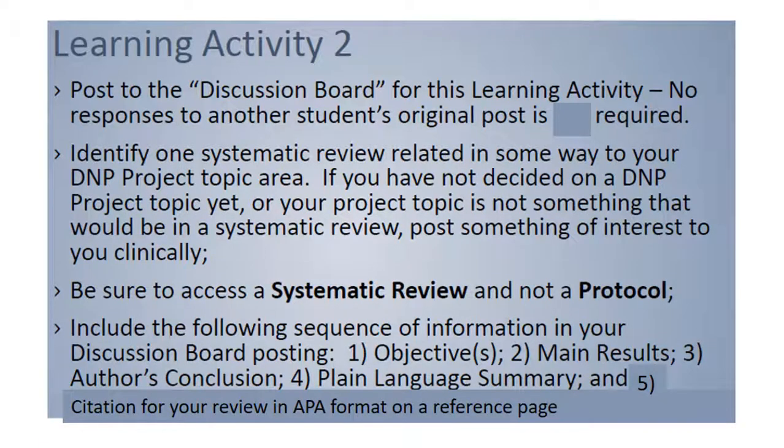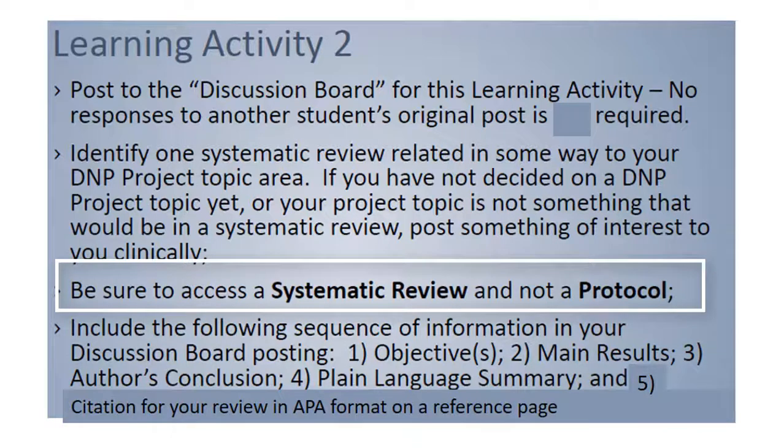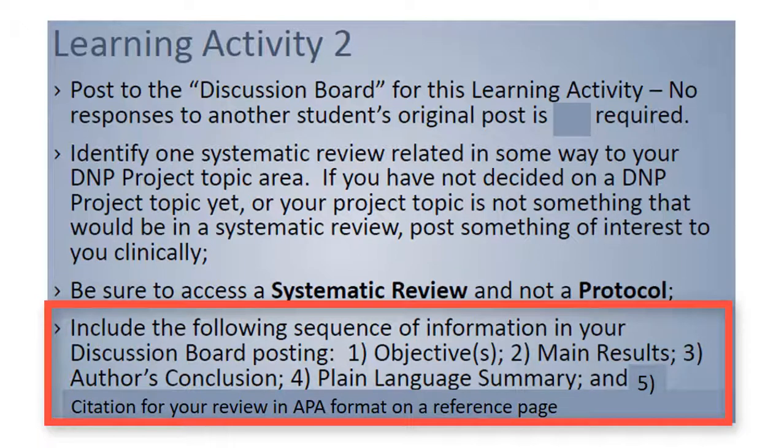For Learning Activity 2, this time identify one systematic review related in some way to your DNP project topic area. If you haven't decided on your DNP project, simply pick a topic that's of interest to you. Please make sure you're accessing systematic reviews. The review should be listed in parentheses and not the protocol. And include in this section the following: the objective, the main result, the author's conclusion, and the plain language summary.